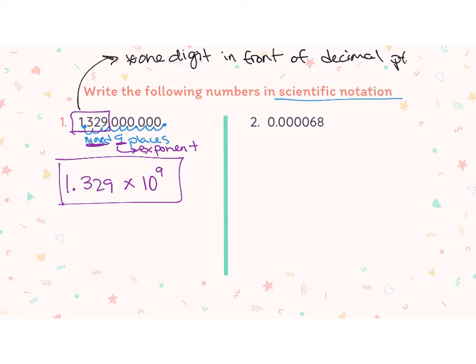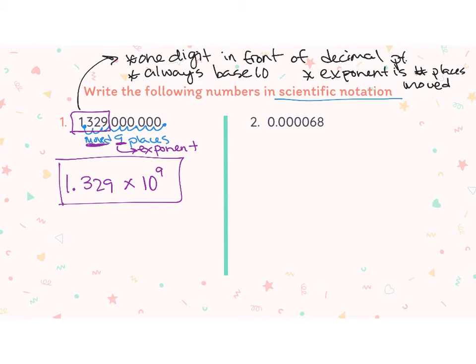Okay, and then it's always base 10. That's another kind of note that you can make. Always base 10. And then the exponent is the number of places moved.